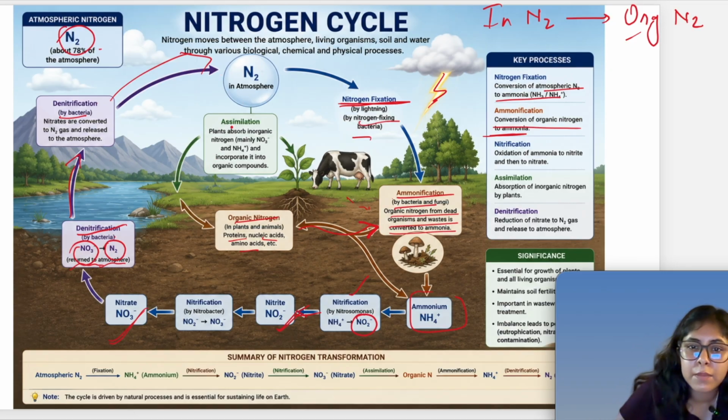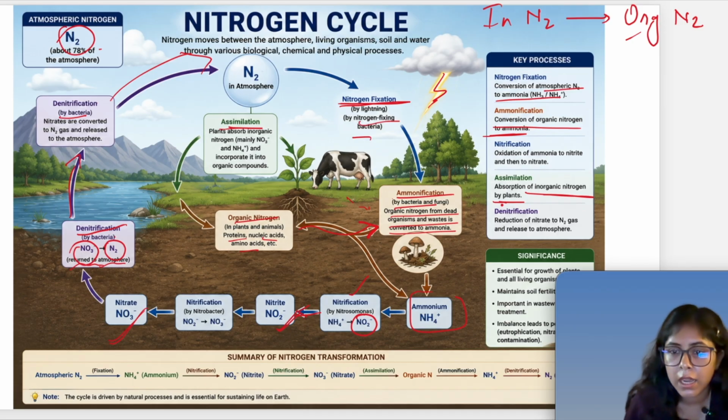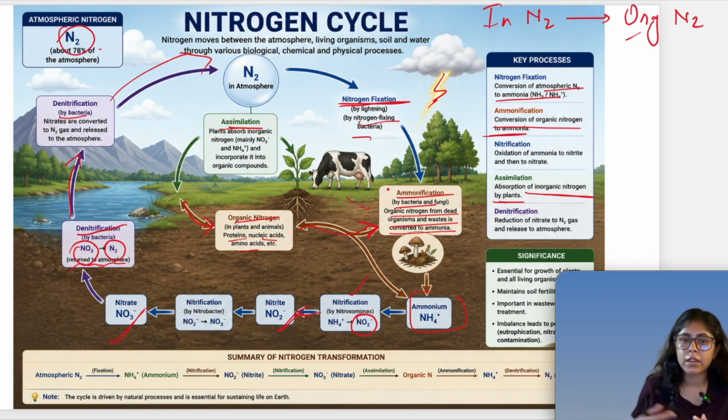And then assimilation is also a process. Assimilation is nothing but the absorption of inorganic nitrogen by plants. Plants can directly absorb inorganic nitrogen, and that process is known as assimilation. Then they convert that inorganic nitrogen to organic nitrogen. This organic nitrogen is then changed into ammonia by ammonification. This is how the cycle runs. So this is what the nitrogen cycle is, and different compounds get converted due to different conditions or bacteria.